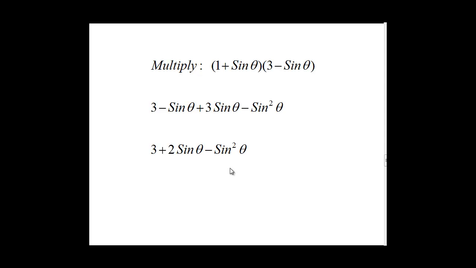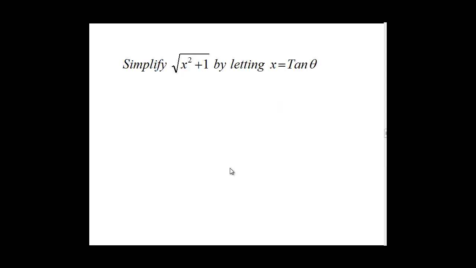So we've added, we've multiplied, you can also subtract, and you can simplify things like radicals using substitutions. And when you're in WebAssign, they'll tell you what to substitute. For instance, in this case, we're going to use x as tangent. So what's the square root of x squared plus 1? If x is tangent, we just take our tangent and put it in for x. So you get the square root of tangent squared plus 1.